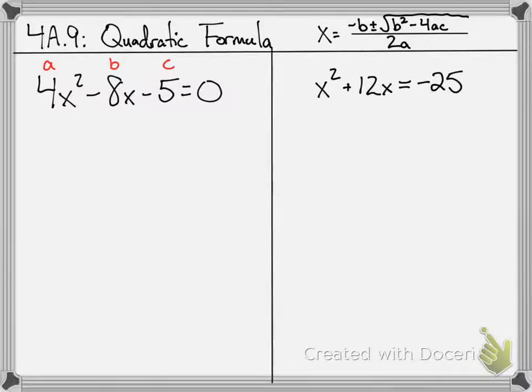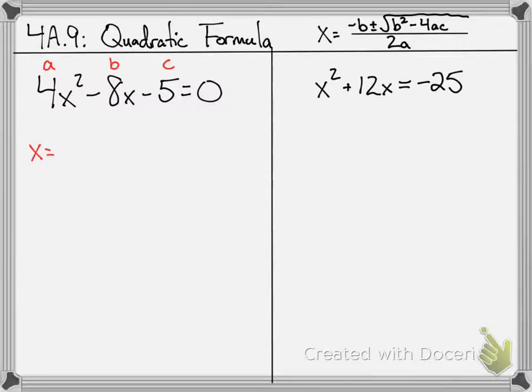So in the case of the first example here, 4x squared minus 8x minus 5 equals 0. 4 will be the a term, negative 8 the b, negative 5 the c. So we are going to go ahead and use that quadratic formula from the top. Now I'm just going to substitute everything in.